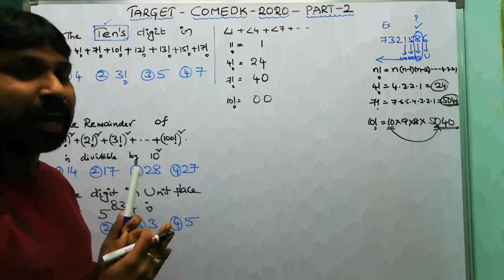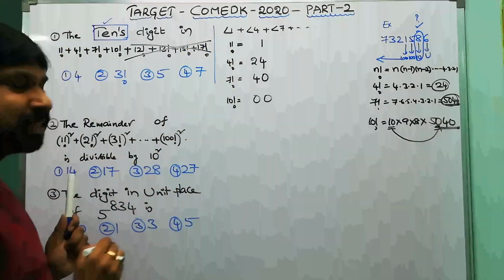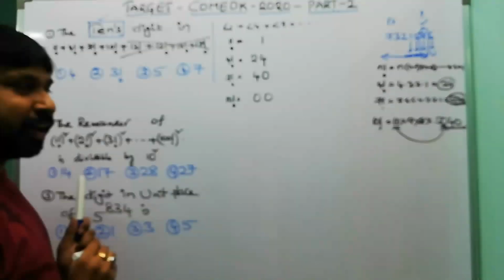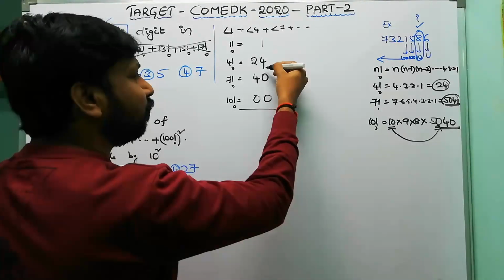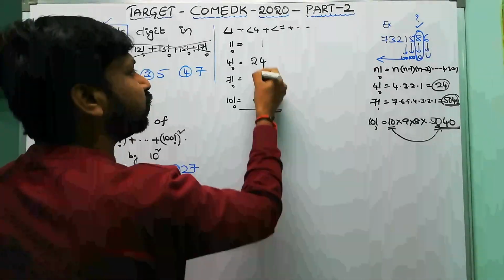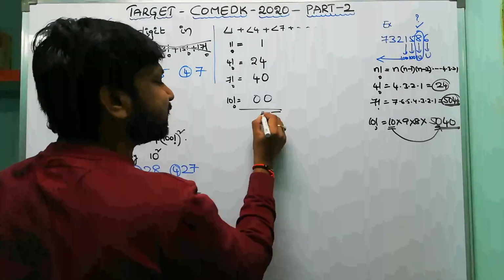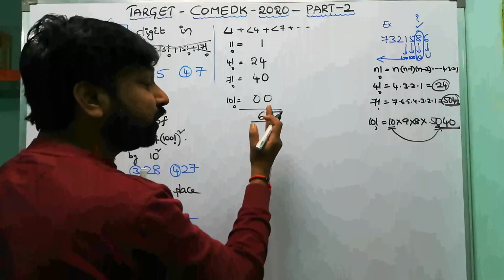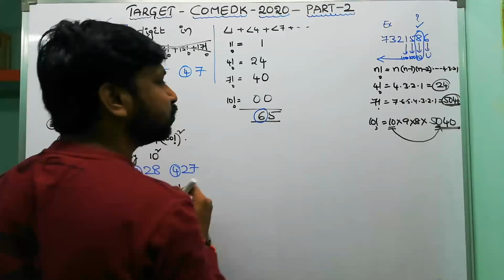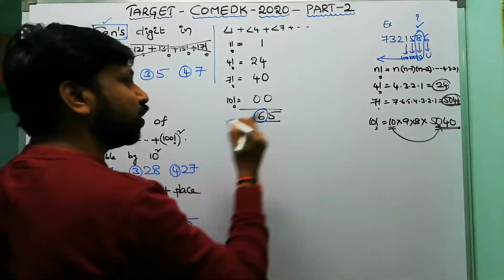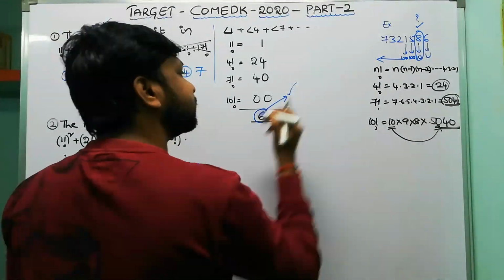In the units place and tens place, you need not consider the remaining results. Just add all the values: 1 plus 4, 5. Then 5 plus 2, 7? Then 4 plus 2, 6. So the units place is 5 and the tens place is 6. They are asking for the tens place, so 6 is your answer, friends.